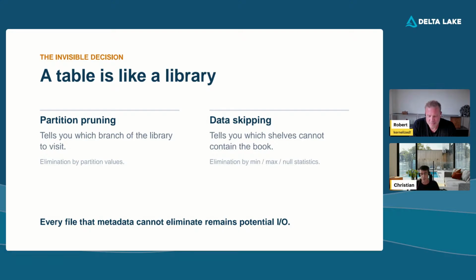The first one is data pruning, where I decide which branch of the library I'm going to visit. And the second one, data skipping, is which shelves I don't need to look around, because I'm really sure there's no Goethe there. And that's a little metaphor that I think helps a little bit to understand the basics of these two mechanisms.